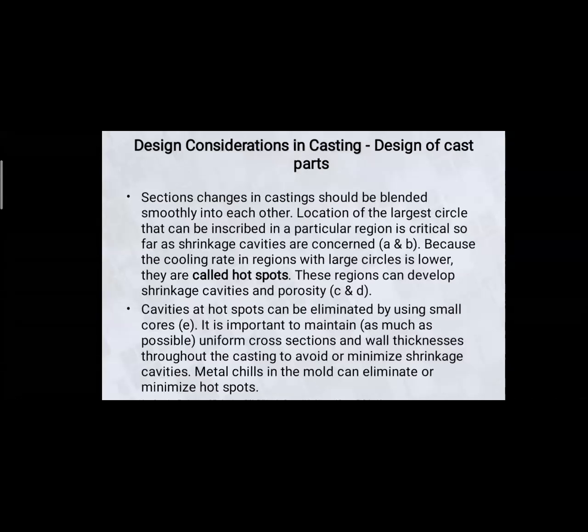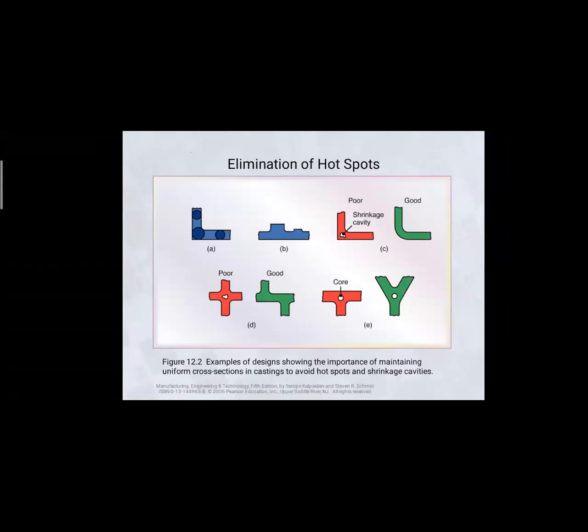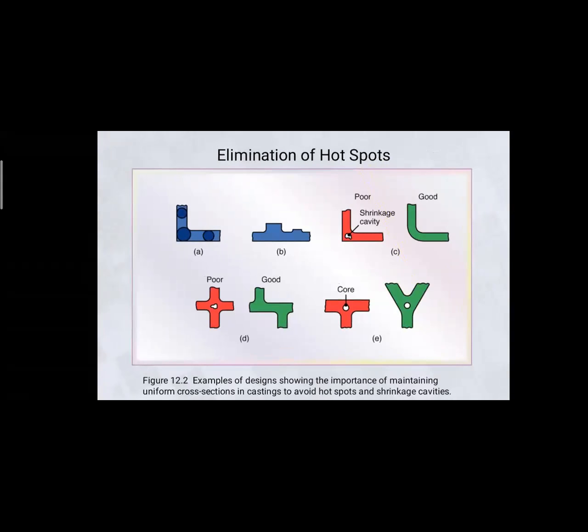So it is important to maintain, as much as possible, uniform cross sections and wall thickness throughout the casting to avoid or minimize the shrinkage cavities. Metal chills in the mold can eliminate or minimize the hotspots. This is the thing which is to be eliminated. Examples of the design show the importance of maintaining uniform cross sections in castings to avoid the hotspots and the shrinkage cavities.